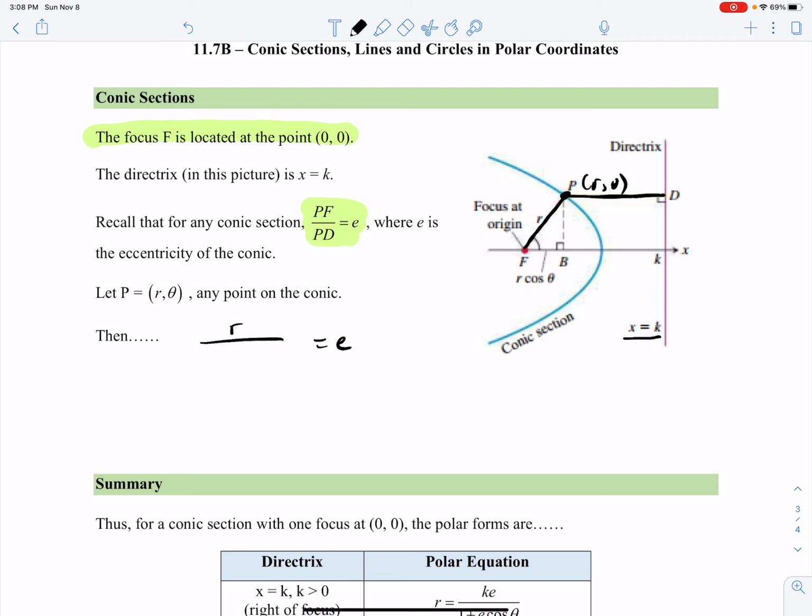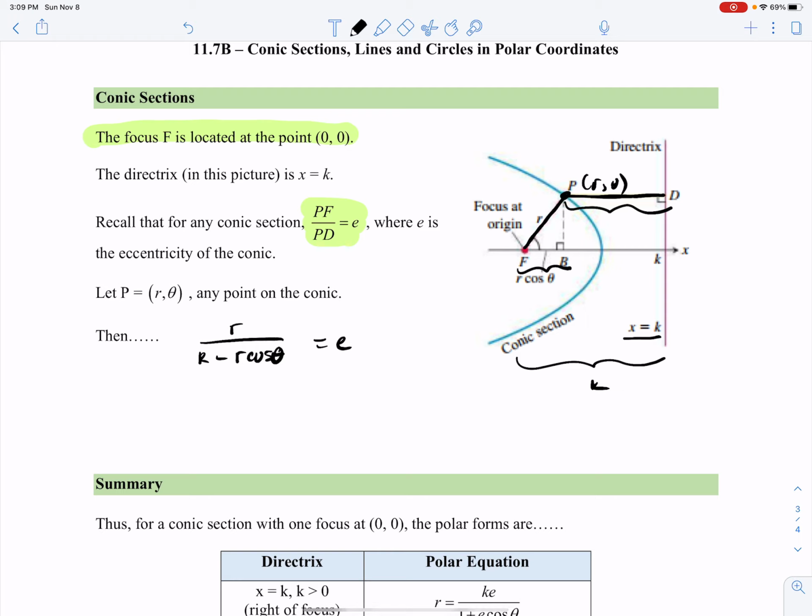Now, as far as PD, which is this distance right here, well, this distance here is k, right? So I need to figure out what this distance is right here, which we'll call FB, but you notice it's already labeled as r cosine θ. It's the horizontal side of that right triangle that's there. So that means that PD is k, which goes all the way out, minus r cosine θ. So there we have our equation.